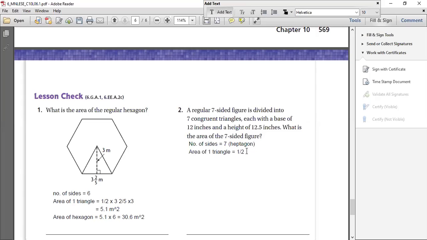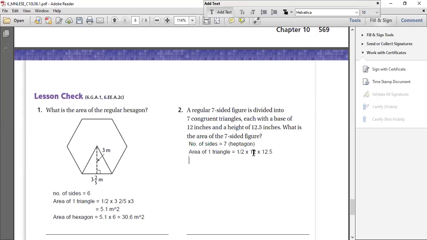Okay, so half is going to be multiplied by, what's the base? Base is 12 and the height is 12.5. So the area of one triangle is going to be half of 12, which is 6. So 6 multiplied by 12.5 is going to give me 6 fives are 30.